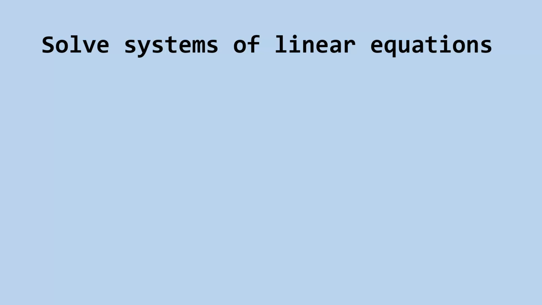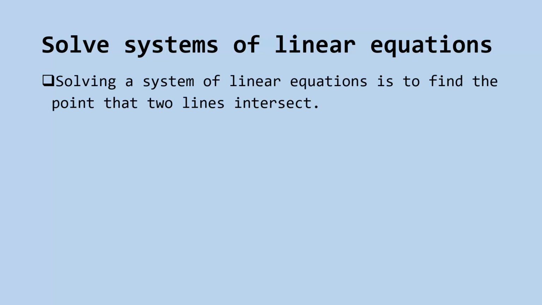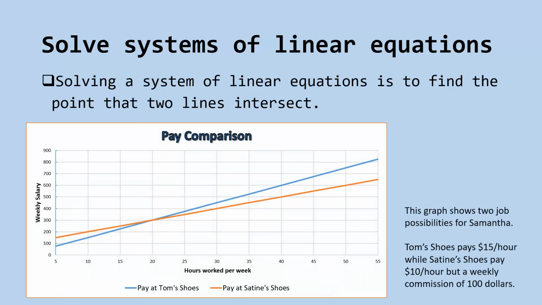Solving systems of linear equations. To solve a system of linear equations is to find the point where the two lines intersect. Here is an actual example. This pay comparison chart graph shows two possibilities for Samantha.